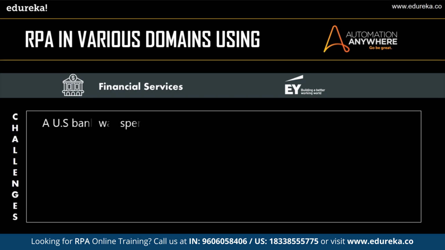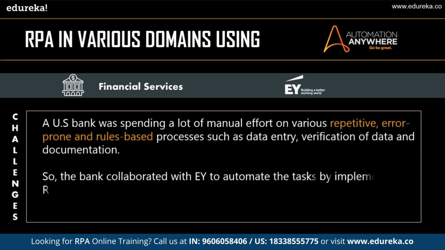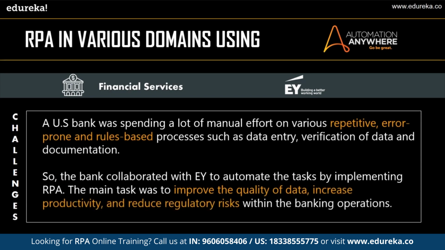Now, one of the main challenges observed by EY was that a US bank was spending a lot of manual effort on various repetitive, error-prone, and rules-based processes such as data entry, verification of data, and documentation. So the bank collaborated with EY to automate the task by implementing RPA, and the main task was to improve the quality of the data, increase productivity, and reduce regulatory risk within the banking operations.